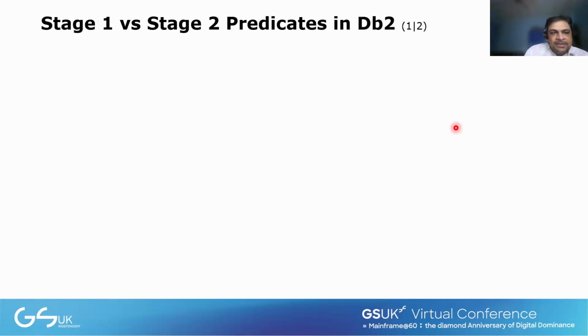Now comes the stage 1 and stage 2 predicates. So stage 1 and stage 2 basically are the stages in the optimizer that determine at what level the processing will happen when you submit a query to the optimizer. So these are the two different stages.